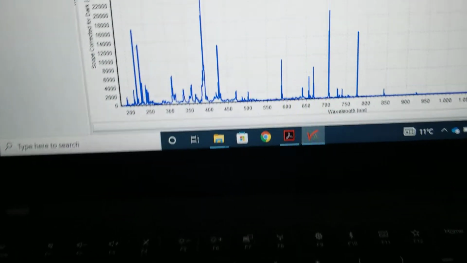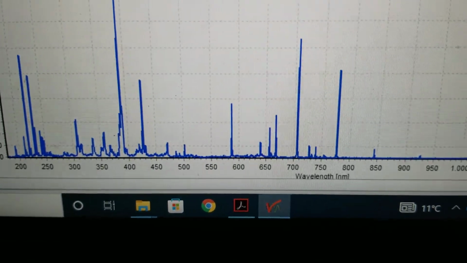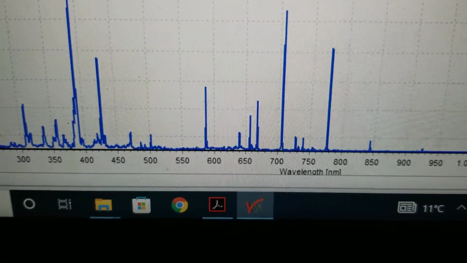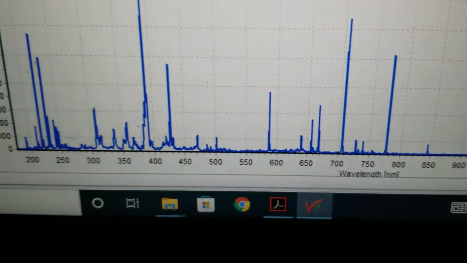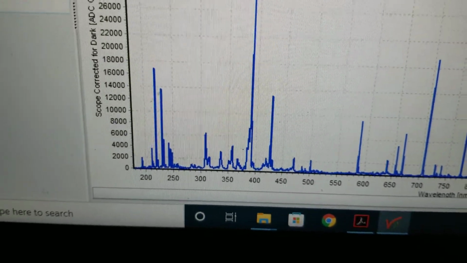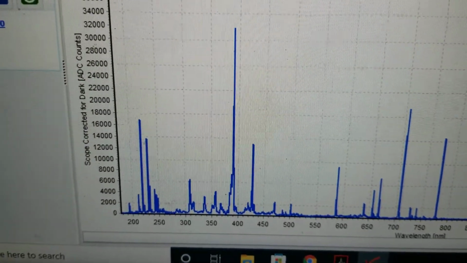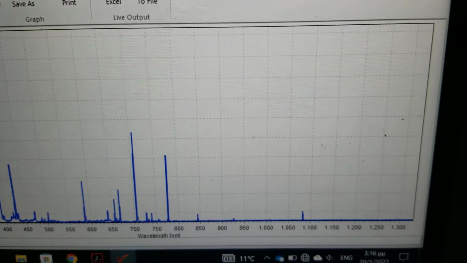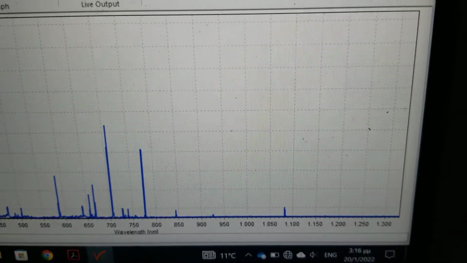And we can see on the spectrum some of the important lines: the 777, the 706 for the helium, and we go to 200 nanometers roughly, all the way up to more than 1,000 nanometers.